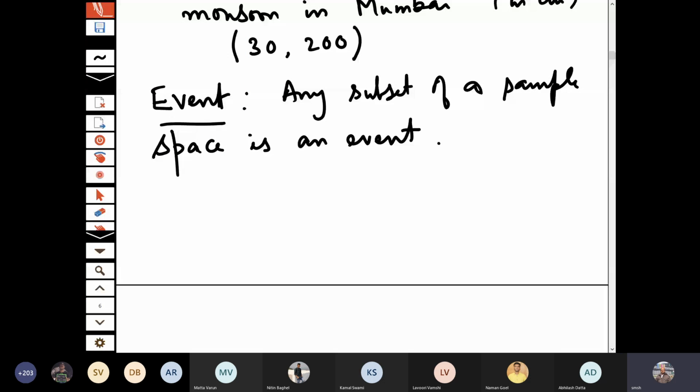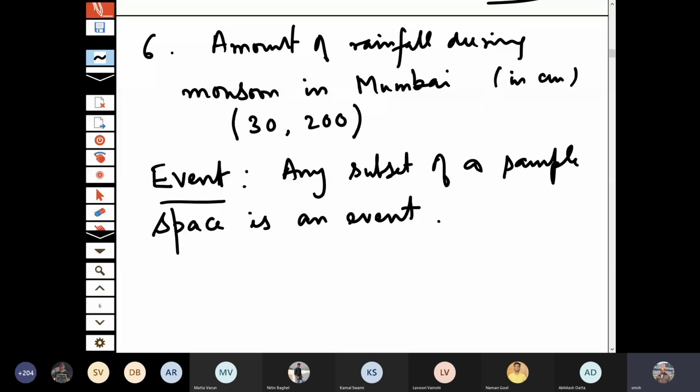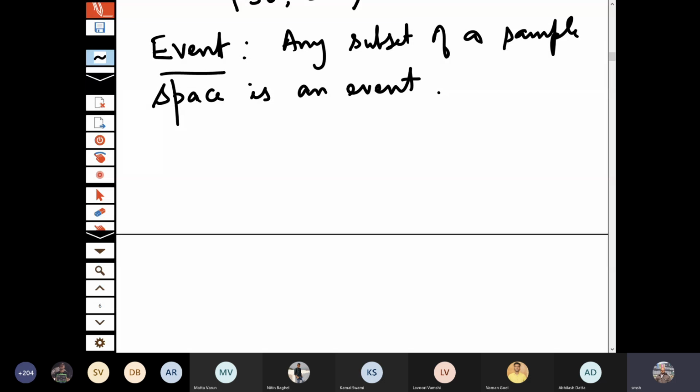So then the question comes that is it feasible practically to consider all types of events when we are discussing the probabilities? Okay, we will come to that thing, which events to consider, whether all events should be considered. As you can see here, the number of events becomes very, very large, because if I have an infinite interval 30 to 200 centimeter, then there are uncountably many elements, and therefore the number of subsets is also uncountably many. So we talk about various kinds of events.